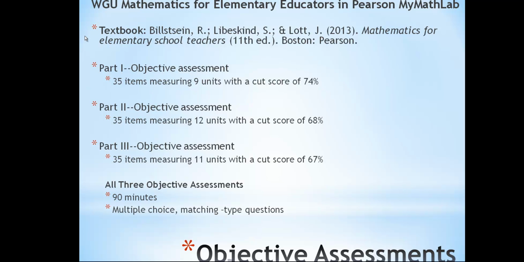the different assessments. So on the objective assessments that we have here, all 3 are in fact objective assessments and contain 35 items. And each one of them has a different amount of units. Part 1 has 9 units with a cut score of 74%, while Part 2 has 12 units with a cut score of 68%, and Part 3 has 11 units, and that cut score being 67%. All 3 objective assessments are 90 minutes, multiple choice, and matching type questions.